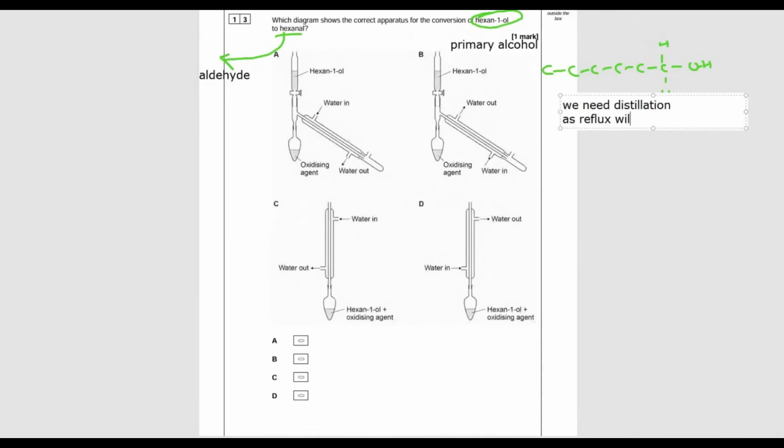We're going to need distillation. If you reflux a primary alcohol, it will go straight past aldehyde, oxidize to aldehyde, oxidize again to carboxylic acid. So if you look at the diagrams for C and D, they've got the pear-shaped flask and the condenser vertical. They are reflux diagrams. Get rid of C and D. Beep, beep. So the answer is A or B.